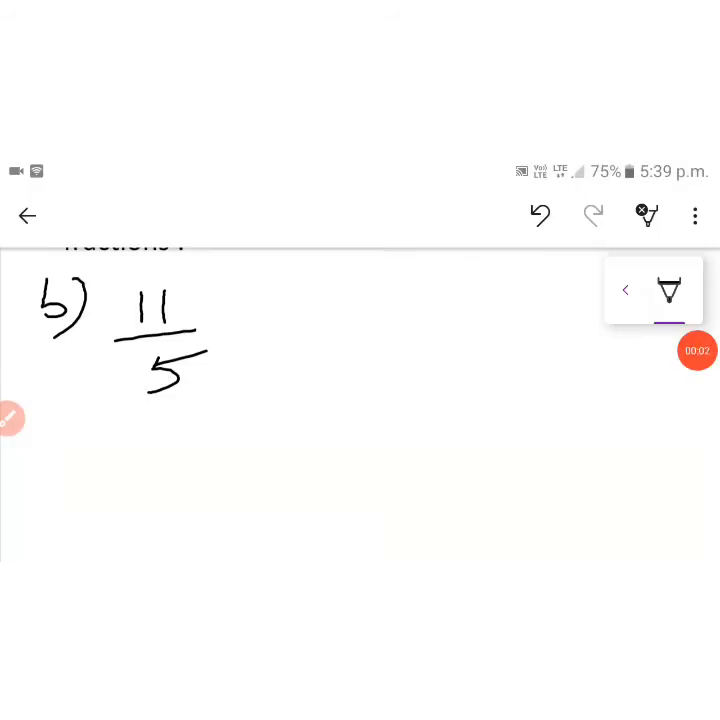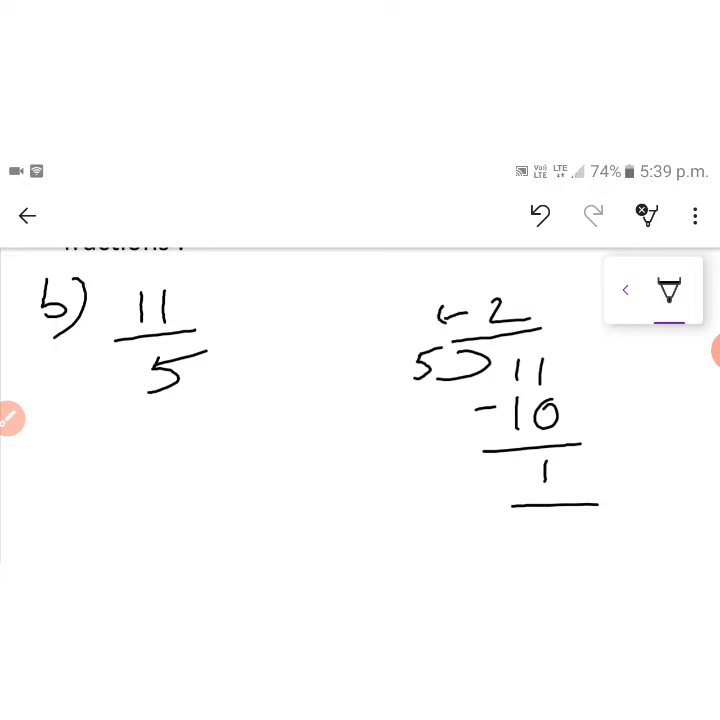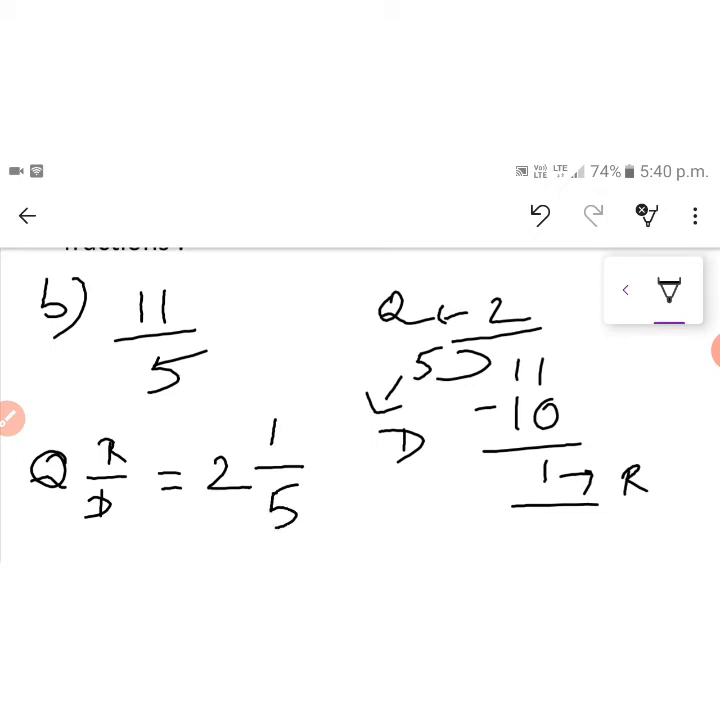B part: 11 by 5. 5 times 2 is 10. 11 minus 10 is 1. The mixed fraction will be written as quotient, remainder by divisor. This is the quotient, this is the remainder, and this one is the divisor. So the answer is 2, 1 by 5.